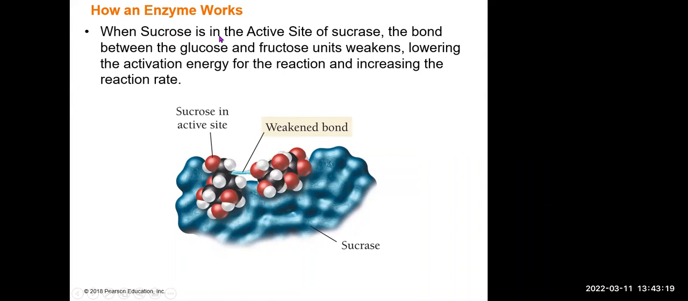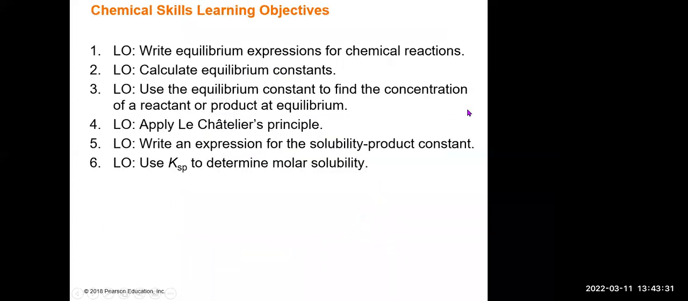So when sucrose is in the active site of sucrase, the bond between the glucose and fructose unit weakens, lowering the activation energy for the reaction and increasing the reaction rate. Okay, so this is the end of this chapter 15.